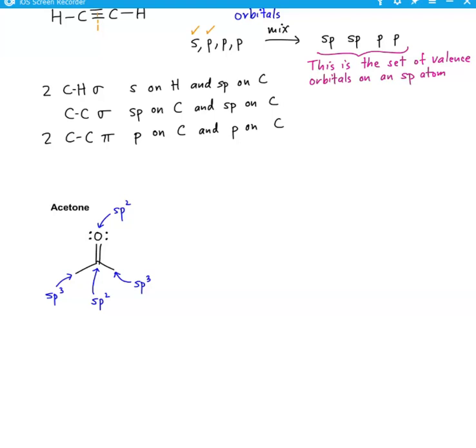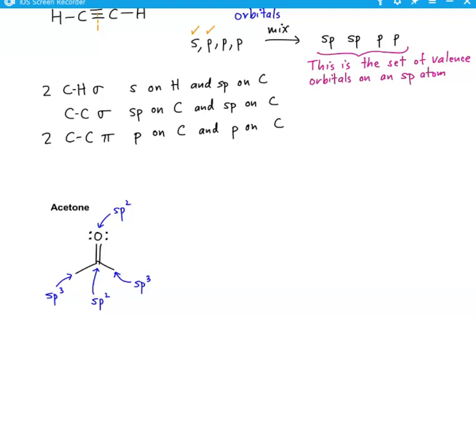Okay, so what I'd like you to do is pause the video and make a list, just like we did up above. What are the bonds, what are the types of bonds, including the atom labels, and whether these bonds are sigma or pi. So make a list of all the bonds in acetone, and then see if you can figure out what are the orbitals that are overlapping to form each of those bonds.